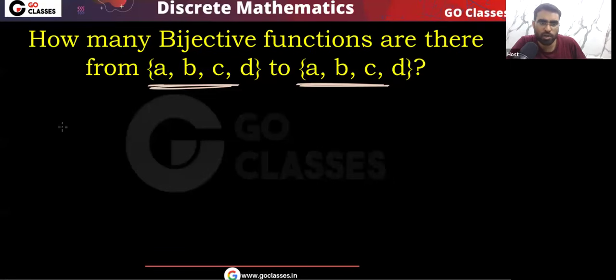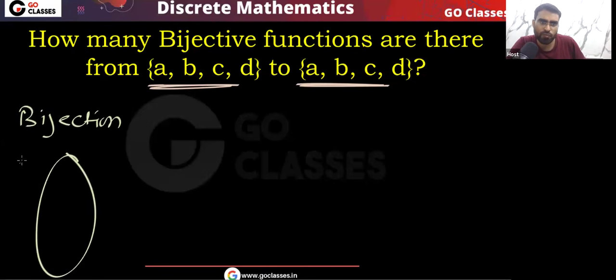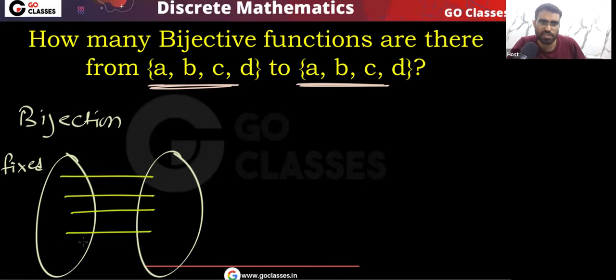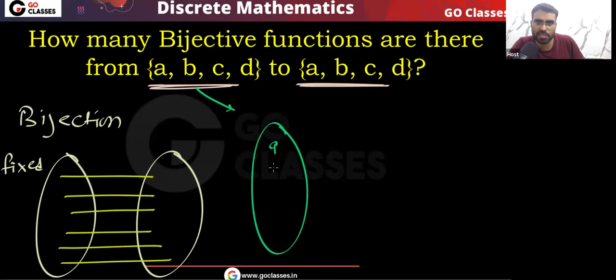Okay, let me tell you another way to prove this. Do you remember what I told you about bijection? Bijection has a very beautiful structure or not? Where you fix this, and every bijection has this beautiful structure or not? Yes. Okay. So what you do, you fix this. A, B, C, D. This order is fixed. Okay, this order is fixed.